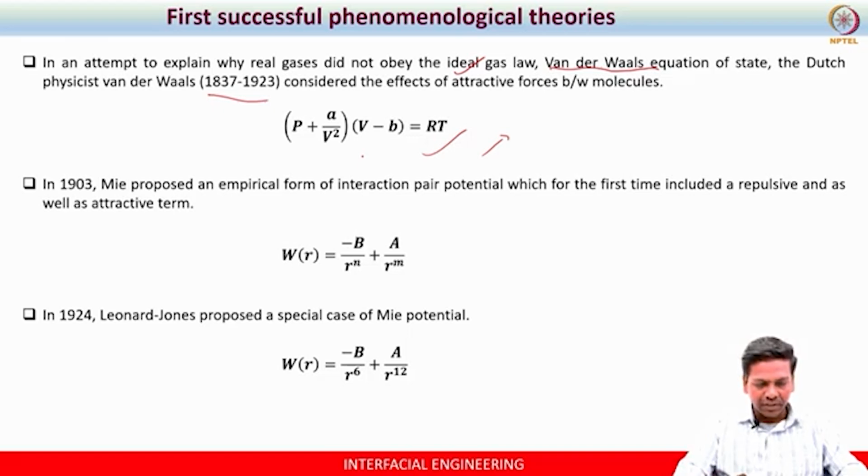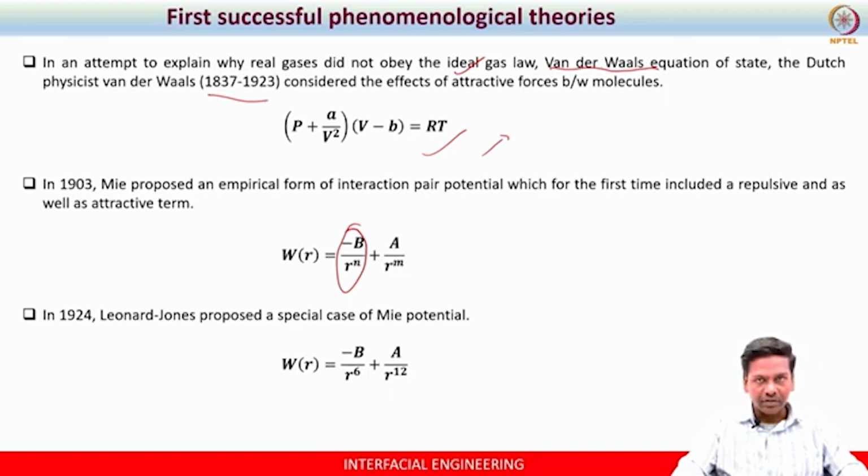After that came the Mie potential theory, the interaction pair potential theory. This was an empirical interaction pair potential, proposed in a very compact form. You can see there are two terms. One is the attractive term.